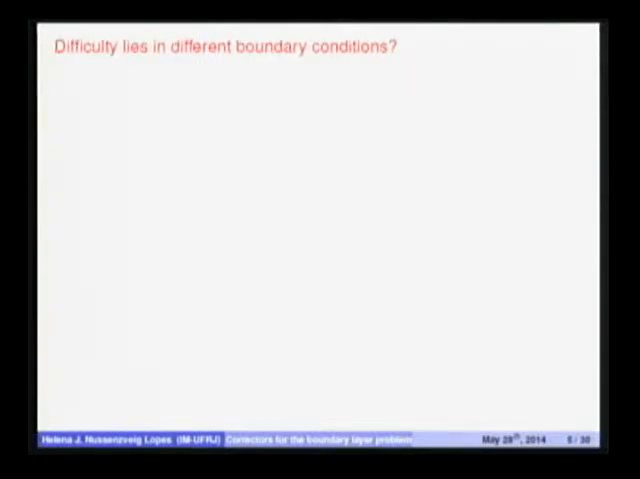Okay, so first question is, this is a very difficult problem, as we all know, and the first question is, does the difficulty lie in the different boundary conditions? Okay, maybe. So let's carry out an exercise and assume, just for the sake of argument, that the Euler velocity is 0 at the boundary for all time.